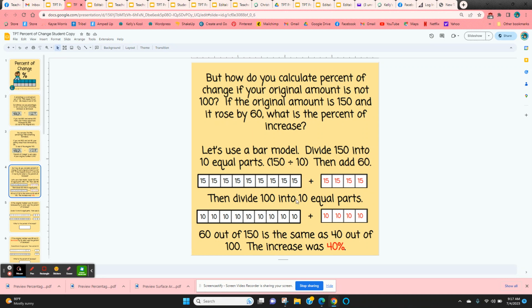Now we're going to set this equivalent to our percentage, which would be 100. Again, 10 equal parts would mean each part would be 10, 100 divided by 10. And we're going to add the same amount. So there's 4 boxes here, and we're going to add 4 boxes here, or 4 additional parts of 10. And that would mean our increase was 40%, because this part of our bar models are percentages.